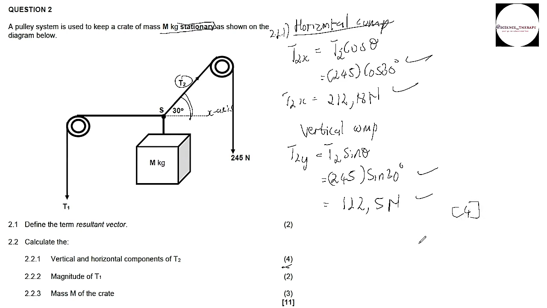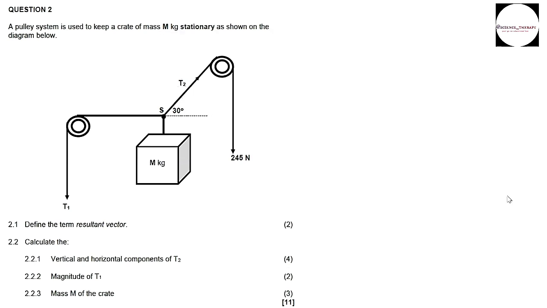Now that you have calculated the vertical and horizontal components of T2, they want the magnitude of T1. For this one, you can choose to resolve. If you are choosing to resolve, that means your T2 resolves to T2y, because it's a vertical component. Remember, it goes up. So this becomes your T2y, and this here becomes your T2x.